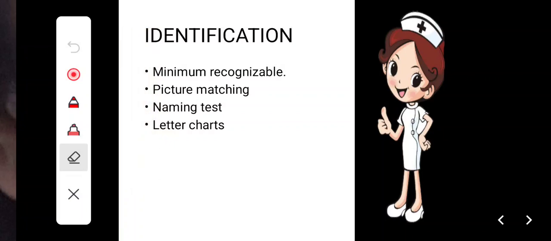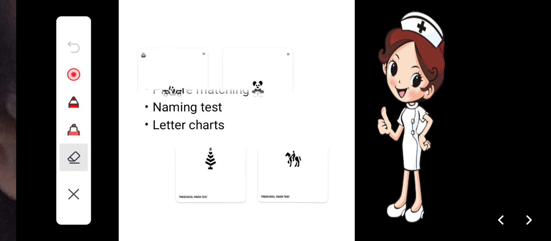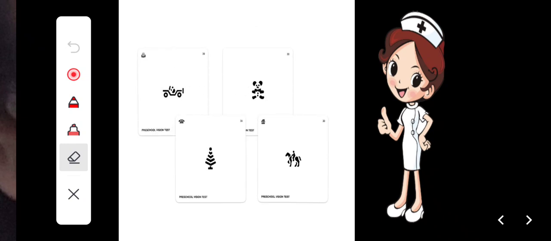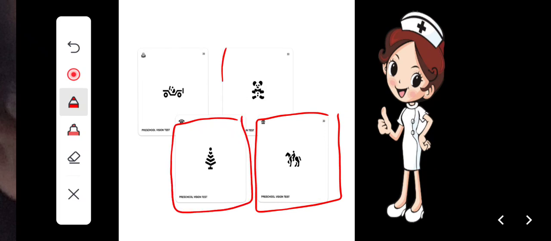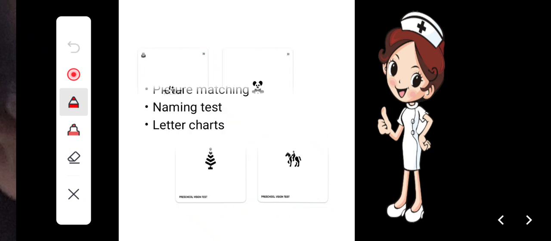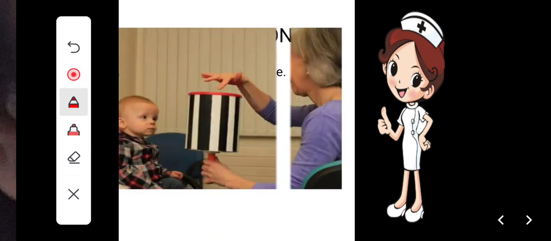Next one is identification. It is a minimum recognizable. The patient has to recognize things: picture matching, naming test and letter charts. Here at the LED, we will project the objects, and cards are given to the patient. This is known as a picture chart, and the patient has to match these cards to the given picture which is projected on the LED.